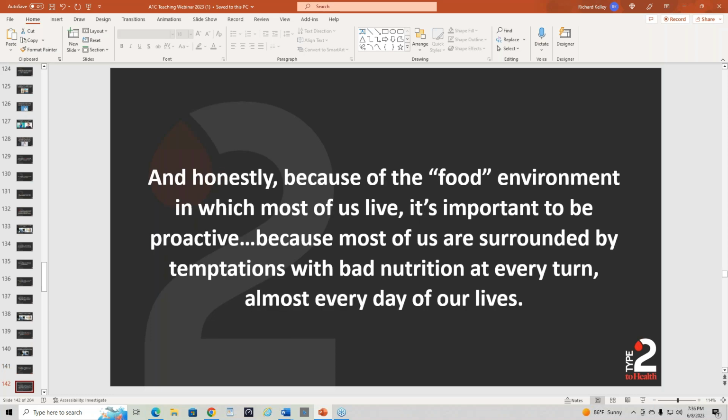And honestly, because of the food environment in which most of us currently live, it's really important to be proactive, because most of us are surrounded by temptations with bad nutrition at every turn. It surrounds us all day long, 24/7, week after week, month after month, and year after year. And unless you're diligent about paying attention to what you're putting in your mouth day after day, it's difficult.